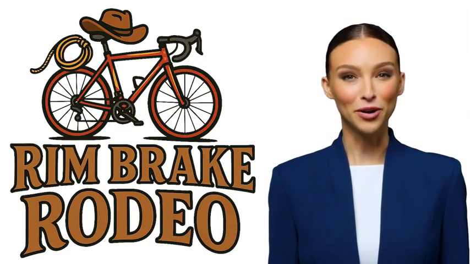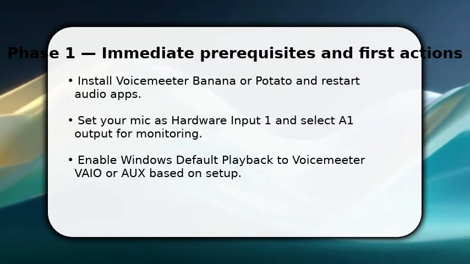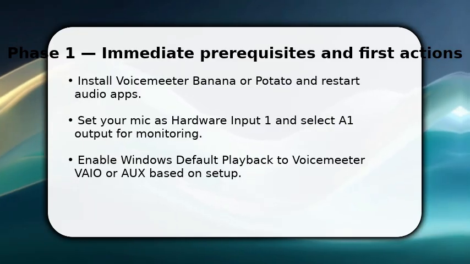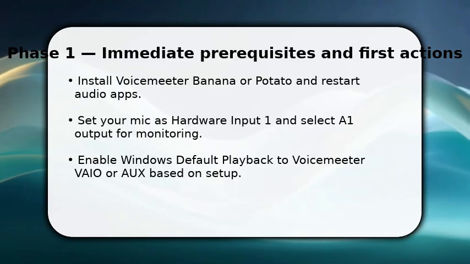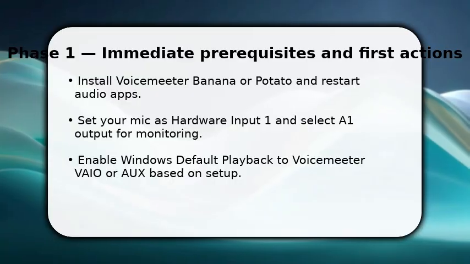We hope this video helps. You'll start by mapping devices. Open Voicemeeter and put your microphone on hardware input 1 so the app controls it. Once done, choose a hardware out, A1 for monitoring so you hear changes live. Make sure Windows output is routed to Voicemeeter VEO or AUX.